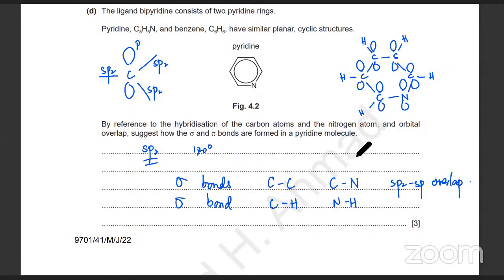The bond that is formed on the outside is formed when an sp2 orbital overlaps with an s orbital of hydrogen. Hydrogen just has an s orbital. And finally, the pi bonds. How are the pi bonds formed? The pi bonds are formed when you have those p orbitals overlapping with each other. So by reference to the hybridization, you will state how the sigma and pi bonds are formed in a pyridine molecule. Is this part clear?